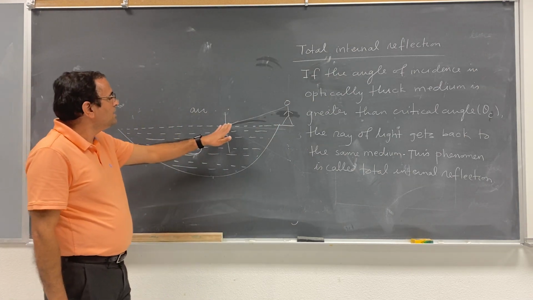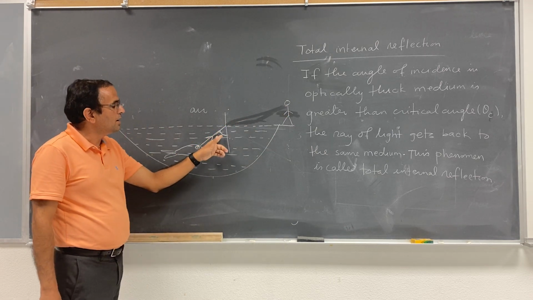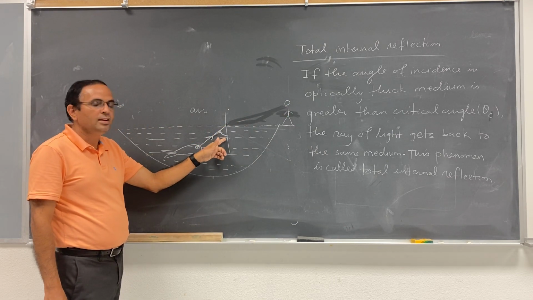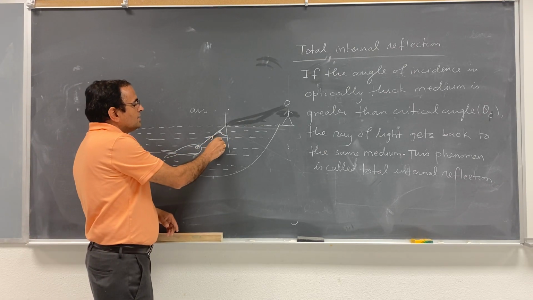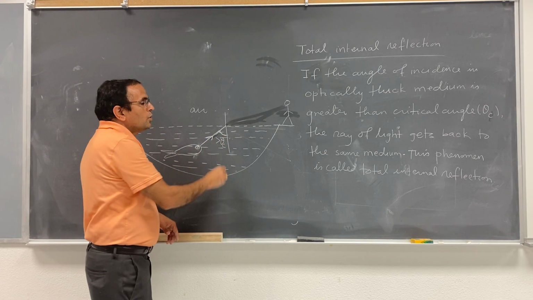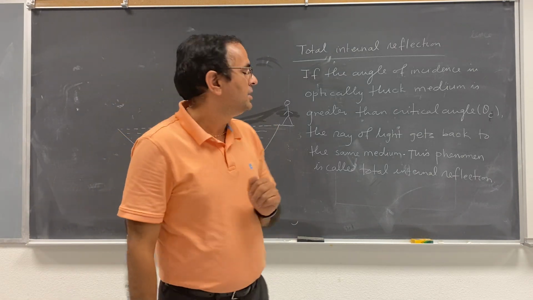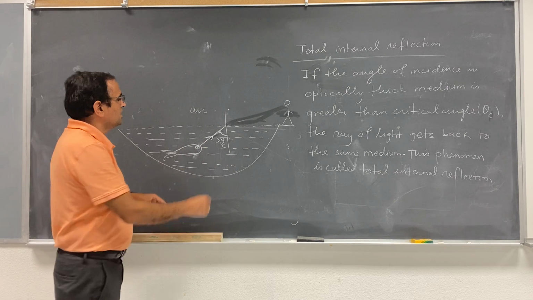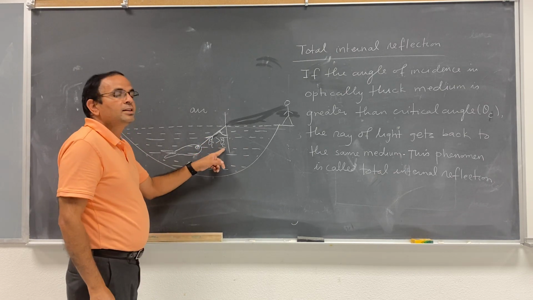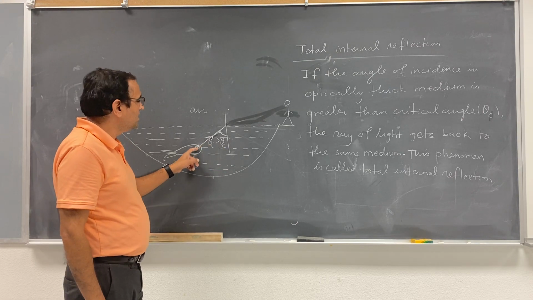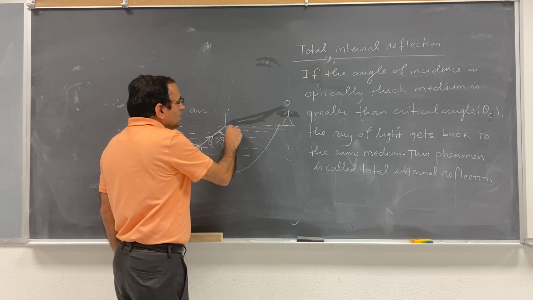But what happens depends on this angle. If this angle is greater than theta c, for water, I think the critical angle is roughly 49 degrees. Let me call the angle of incidence theta I. If theta I is greater than theta c, what happens? Then this ray cannot go there. This ray simply reflects.